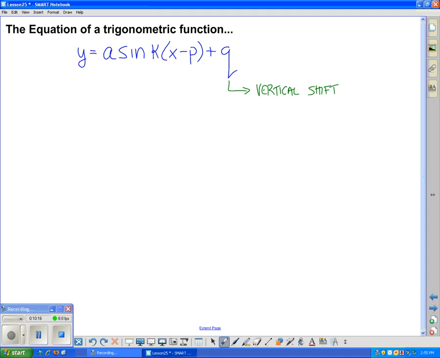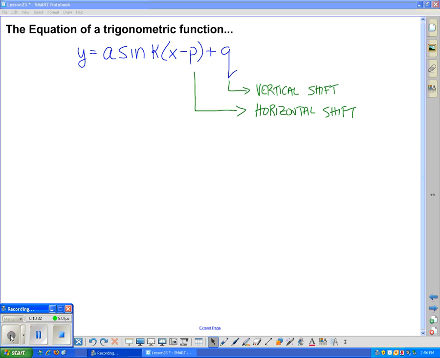What did the p-value do for you? What did the p-value do? Excellent. I like to see hands up and volunteers here. It's a horizontal shift. Horizontal. Almost forgot how to spell there for a second. Horizontal shift. Okay, so that's our horizontal shift. K value I'm going to talk about separately for a second here. I'm going to actually come back to it.